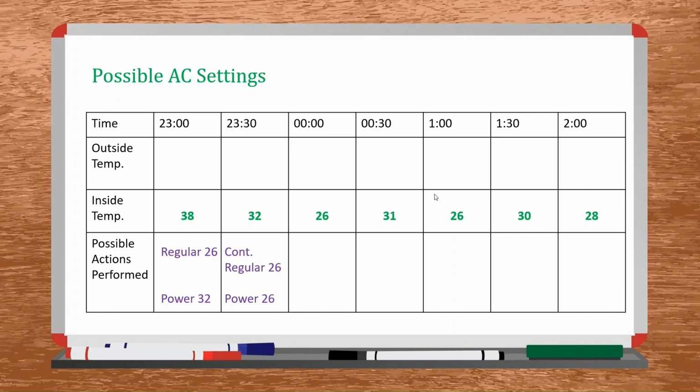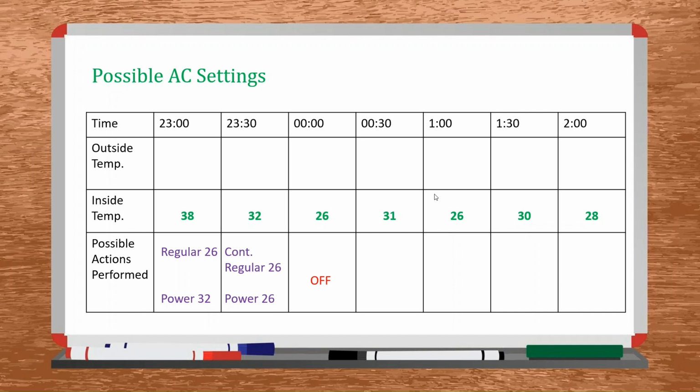Next, at 12 a.m. the temperature is 26. Now, remember what I said: we are only using the AC to cool down the room, not to heat up the room. I can change it to power 31 and still increase the temperature, but that would be a nuisance. So, as per the assumption, we'll be only using the AC to cool down the temperature, not to heat it up. So to increase the temperature, we'll have to switch off the AC at 12 a.m.